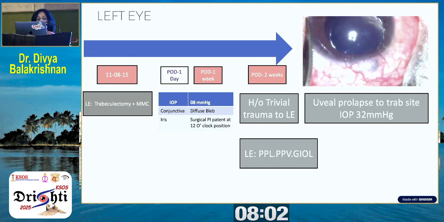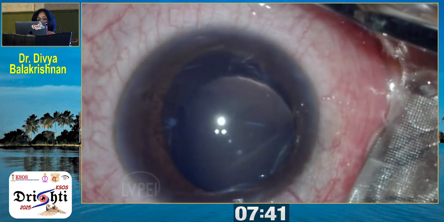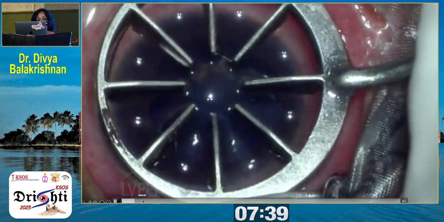Then it was decided that the child could be taken up for trabeculectomy first. So the child underwent trab with MMC in the left eye. On 2 weeks follow-up, the child gave a trivial history of trauma, and the iris had prolapsed into the ostium and blocked it, and the IOP had gone high. So then this kid was sent to us for a vitrectomy. This is a surgical video of the child's surgery.